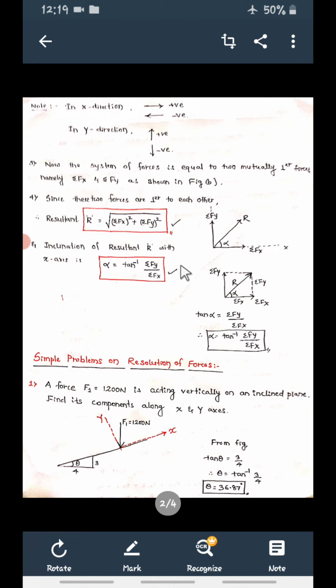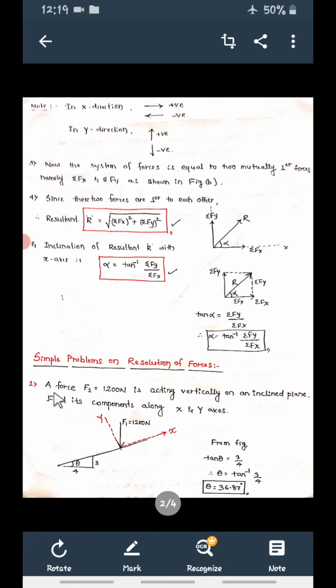Yes, before going into the problems, first we'll consider the simple problems where we need to resolve the forces along x direction and y direction. Okay, so consider the simple problem.